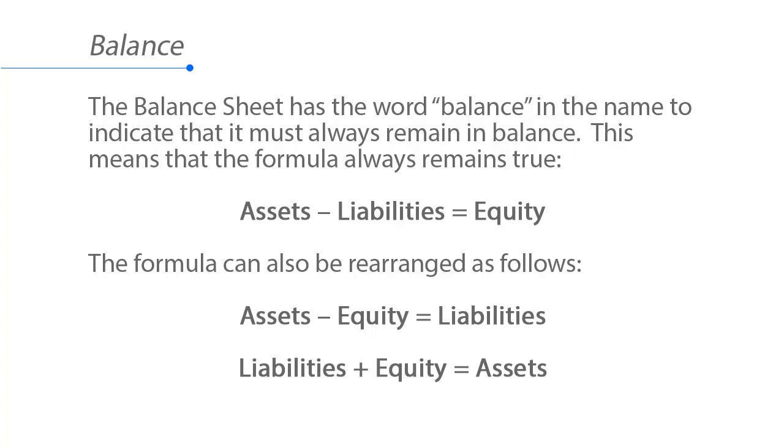The balance sheet has the word balance in the name to indicate that it must always remain in balance. This means that the formula always remains true: assets minus liabilities equals equity. The formula can also be rearranged as follows: assets minus equity equals liabilities, or liabilities plus equity equals assets.